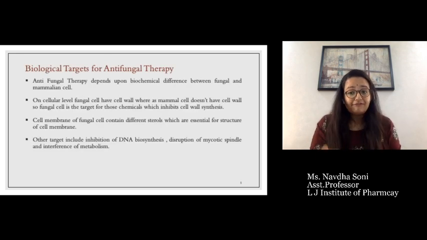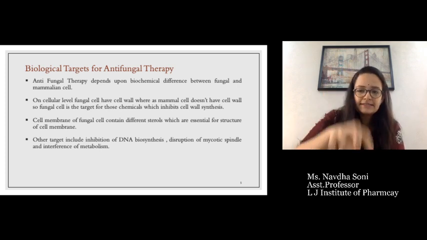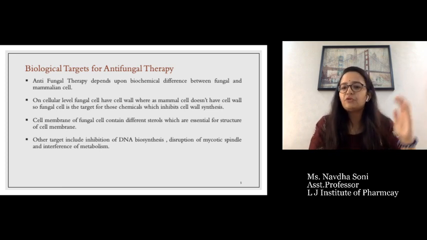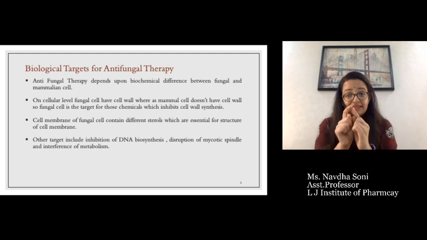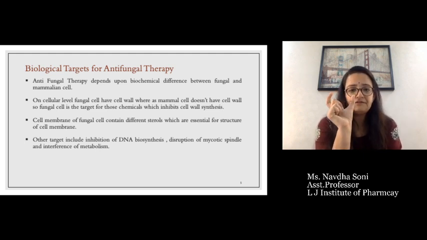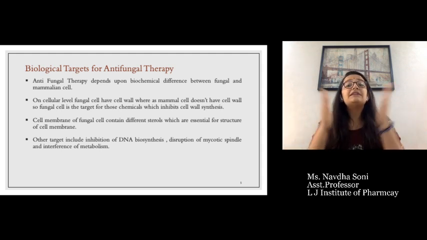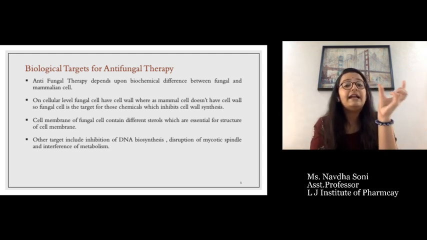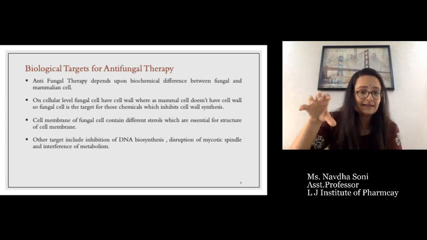If we want to develop any antifungal agent or drug, we have to know about targets. What will be our target for killing fungal cells? So these are the four targets. First, antifungal therapy generally depends upon the biochemical difference between fungal cells and mammalian cells. What is the difference between them? So we can attack particularly the fungal cell.